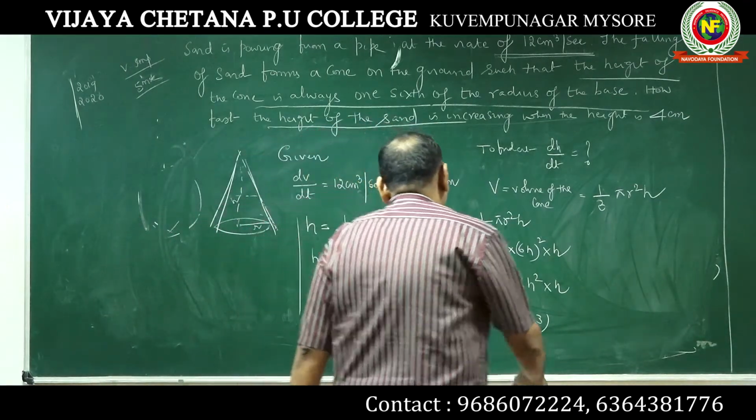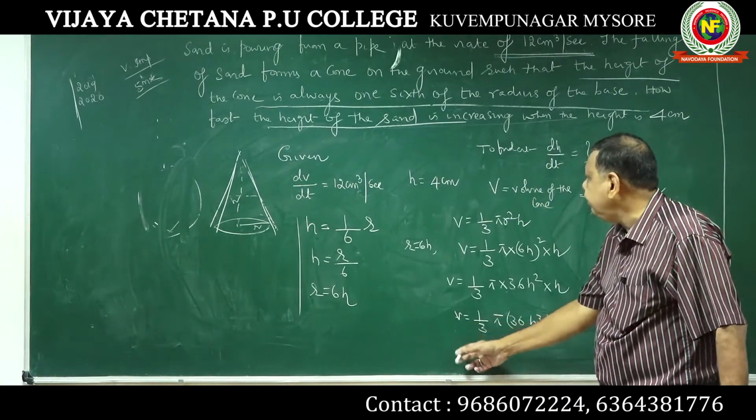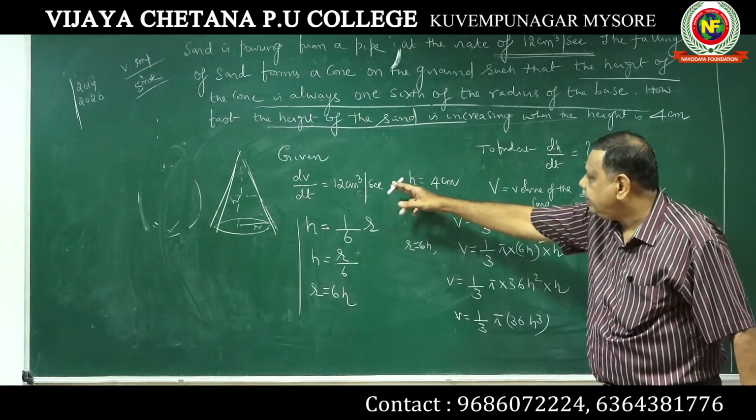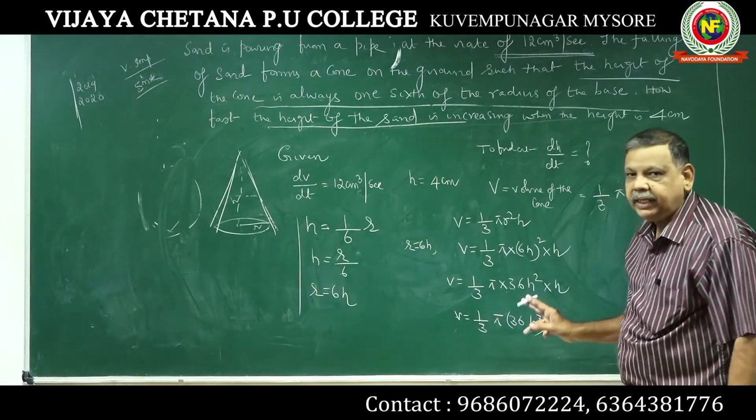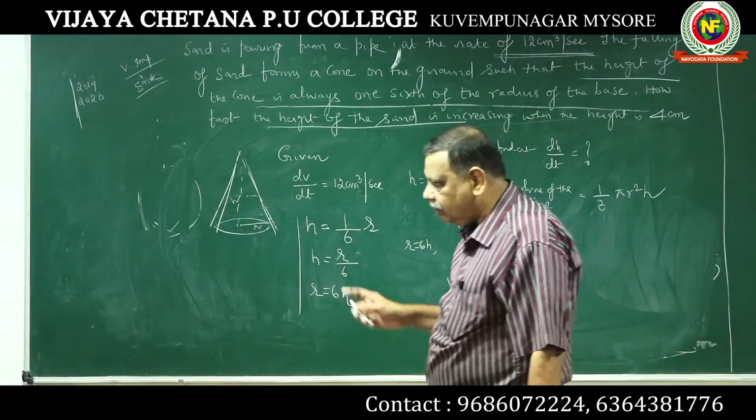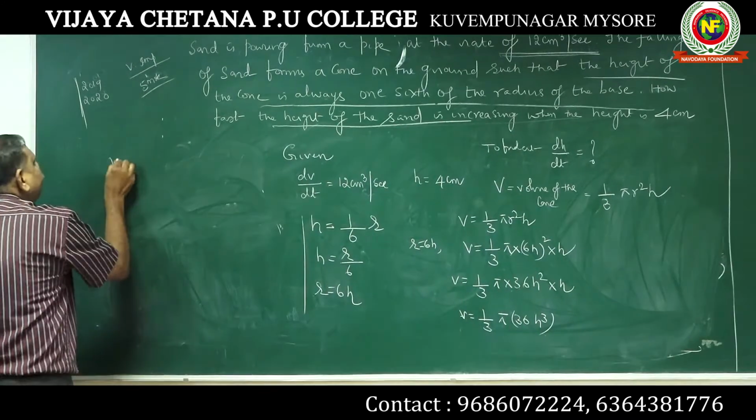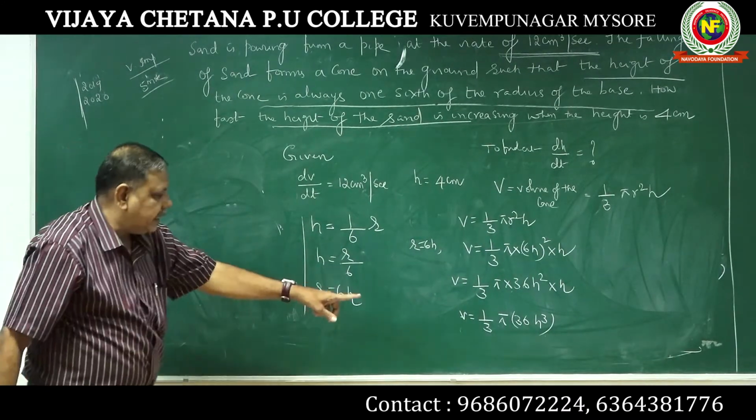Now what should we do? You should differentiate with respect to t, because dV by dt is given, h is given. You have to find out dh by dt. So that is all what you have to find out. I am going to write it here. V is equal to, here it is.